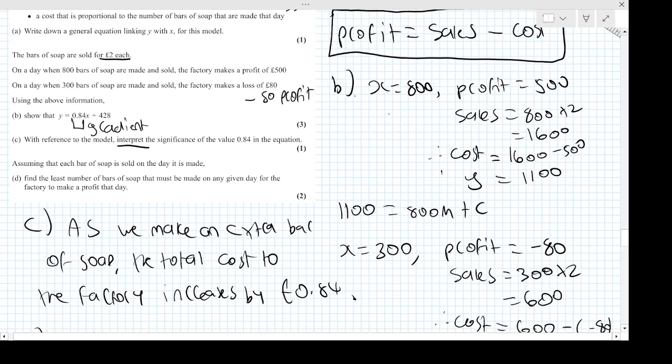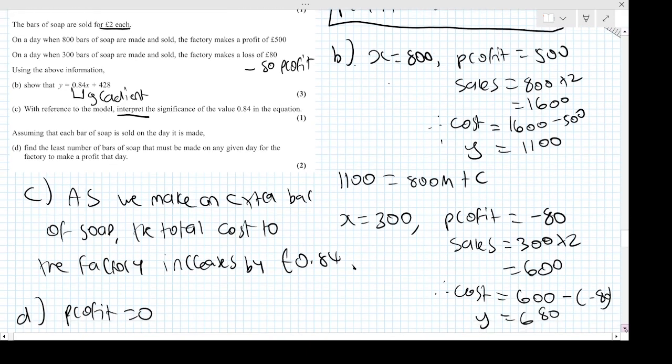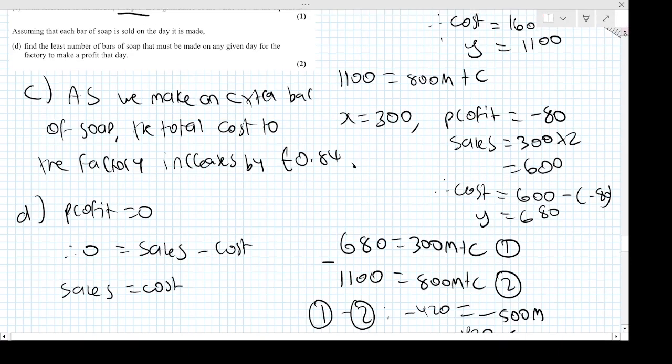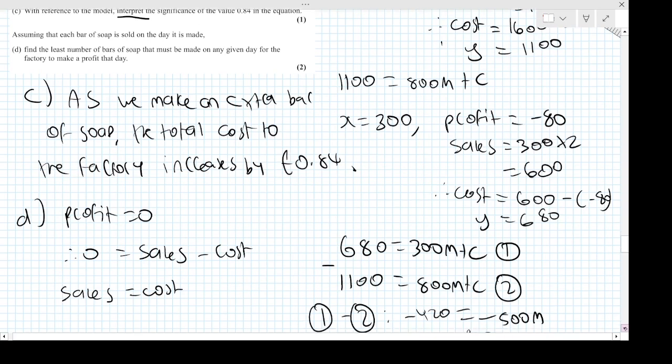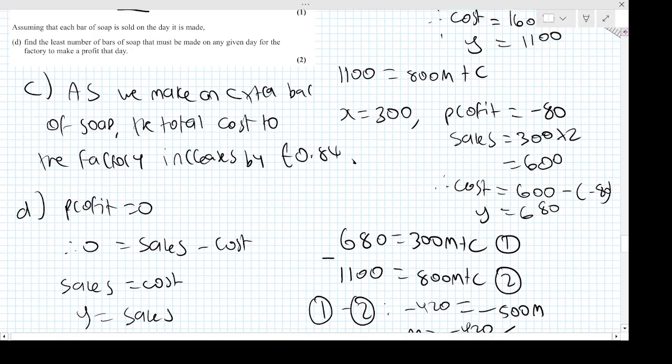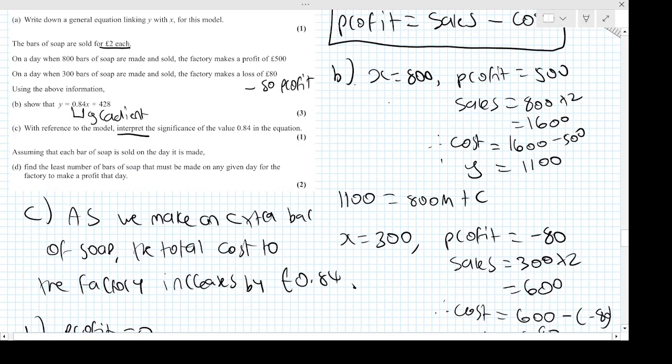our formula, we need sales minus cost. Okay, so that means if profit is zero, that means that therefore zero is sales minus cost. So that means sales is equal to cost. Okay, but how do I work out one or the other then? So cost is y. So that means y is equal to sales. But then what's sales? Well, sales is the same thing that we saw up here.